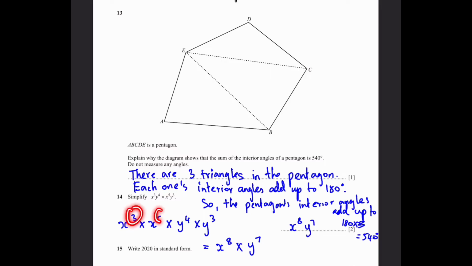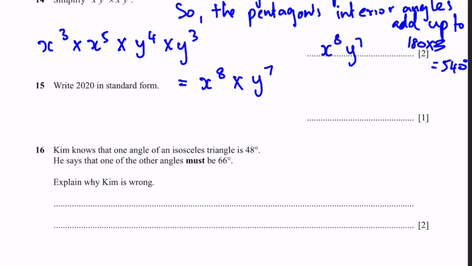Why are we adding the powers together to get this? It's because of a power rule. When we multiply two numbers, which are the same but different powers, add up the powers and we get the answer.